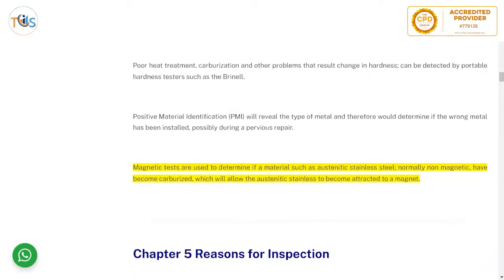Poor heat treatment, carburization, and other problems that can result in a change in hardness can be detected by a portable hardness tester such as Brinell. There might be a question coming: what is the most popular hardness tester? And that's Brinell. Positive material identification will reveal the type of metal and therefore determine if the wrong metal has been installed, possibly during a previous repair.